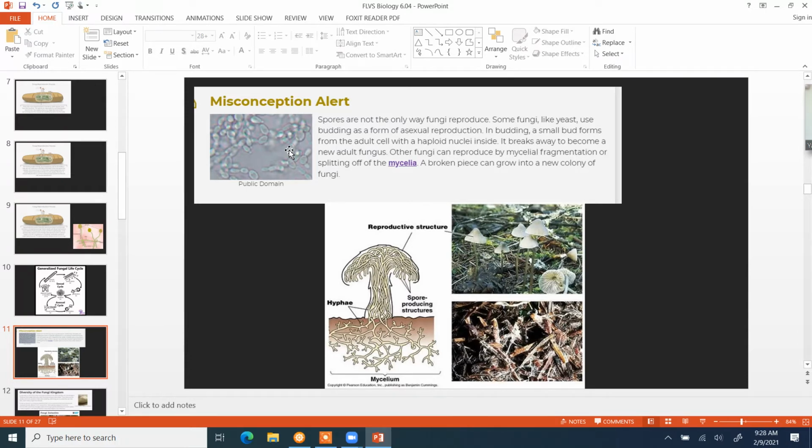Where do yeasts come from? I don't know exactly where they come from. I guess they're just floating around in the environment, probably in the dust and in the soil. Probably the soil is where they naturally grow, and then people take them and use them for their own purposes.